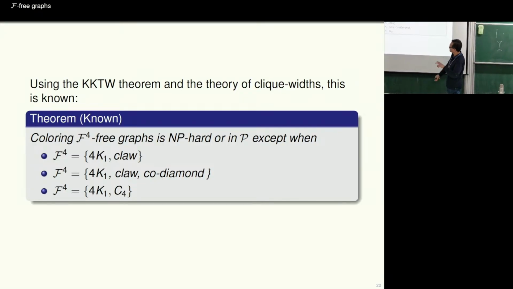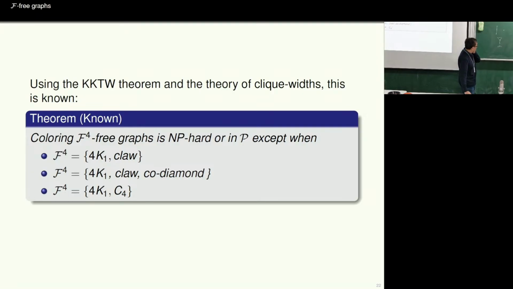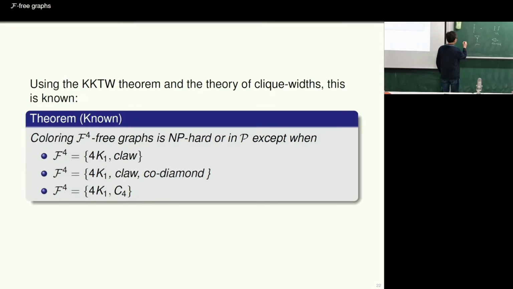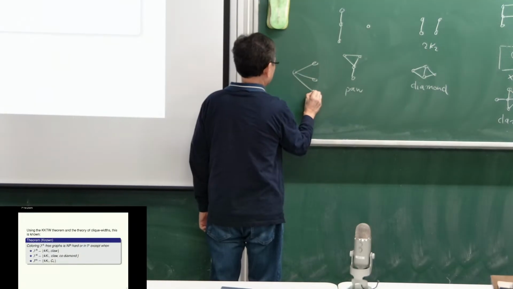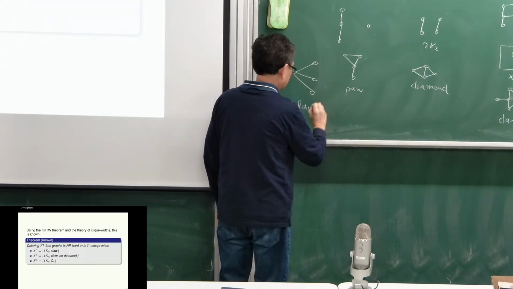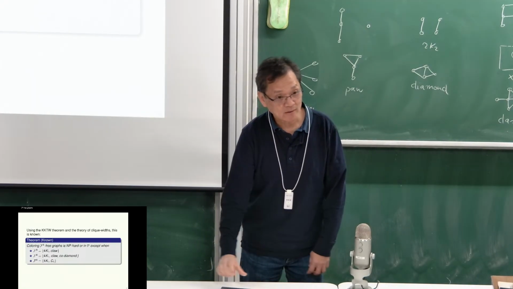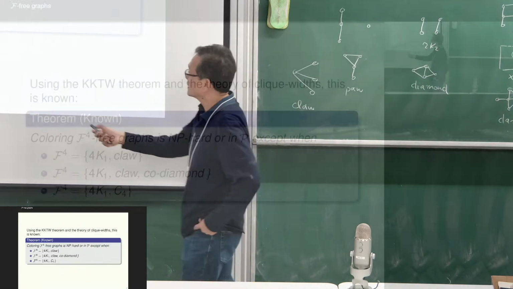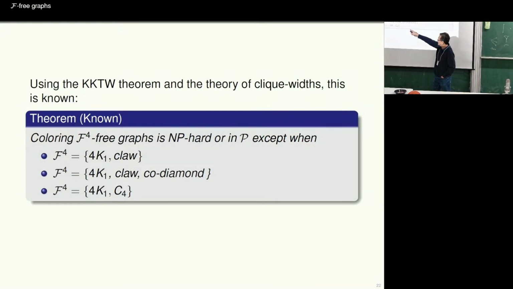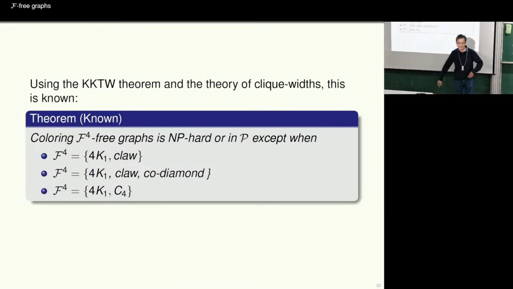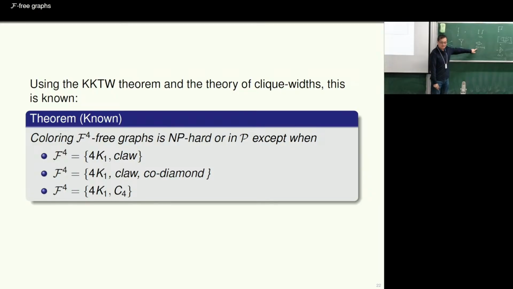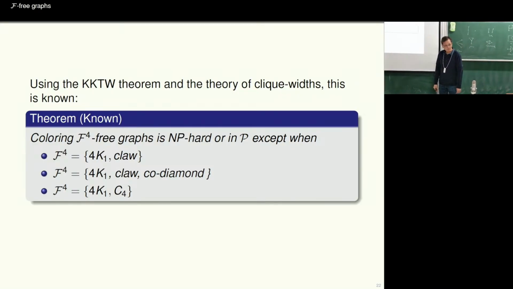So if I forbid a 4K1 and a claw, I haven't drawn the claw here, but I think it's the most famous induced subgraph, right? If I forbid a claw and a stable set of 4 vertices, it's unknown. Forbid a claw, a stable set of 4 vertices, and the complement of a diamond, it's unknown. Or forbid a 4K1 and a C4. So those 2000 problems are now reduced to 3 open problems.